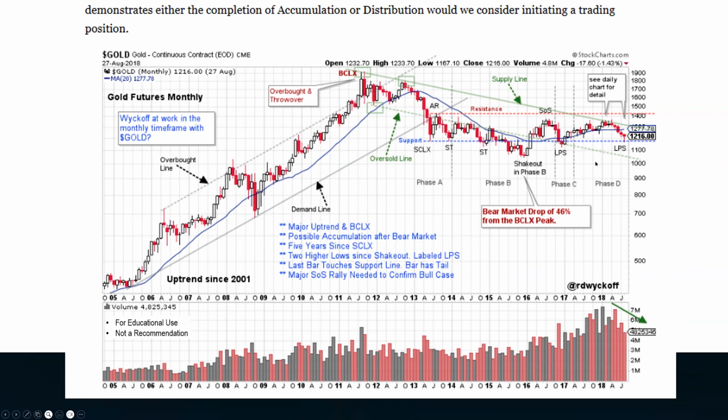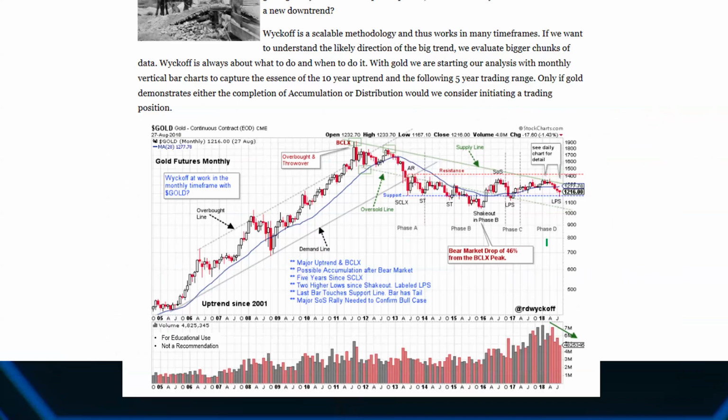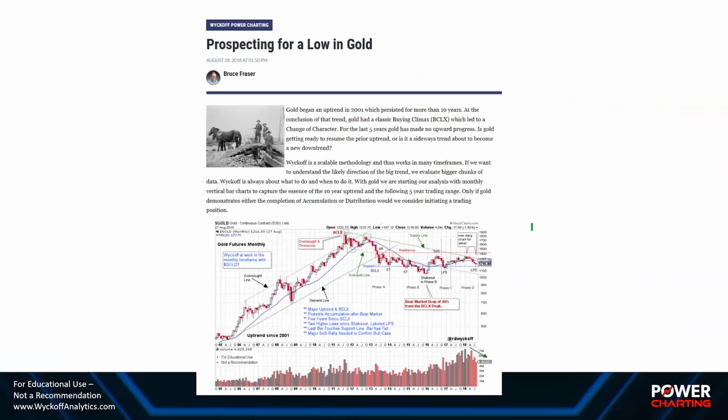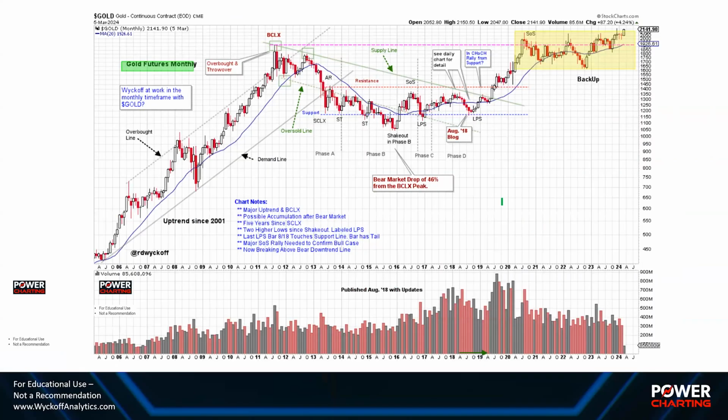And so again, here is this article. It's historical in its nature. Here it is. Here's what we just looked at. This is the August bar, the August 18th blog post at the time thereof, and you can see a rally started thereafter.